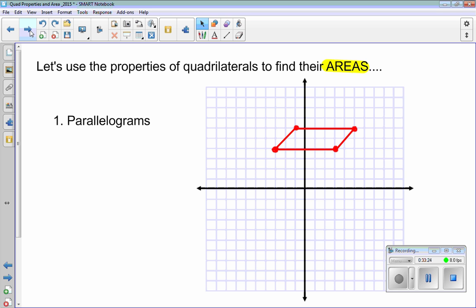Areas of quadrilaterals. Oh, today is the 20th. Okay. Huh? I thought today was... Is tomorrow? Yeah, today's the 20th. All right.